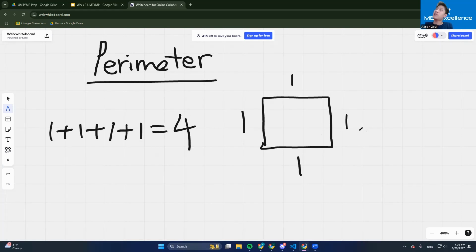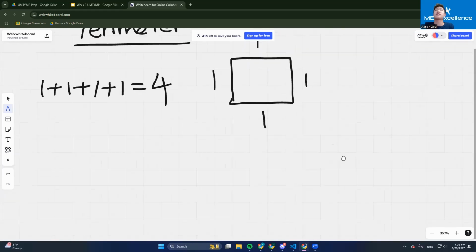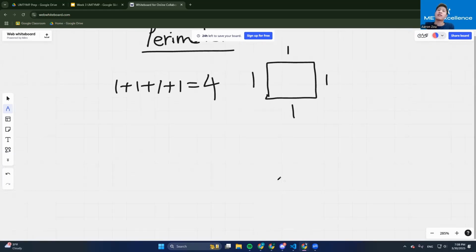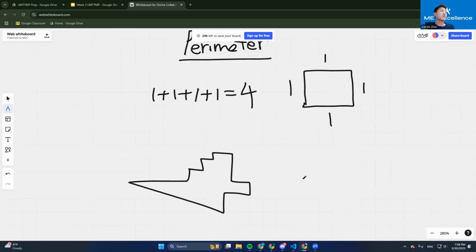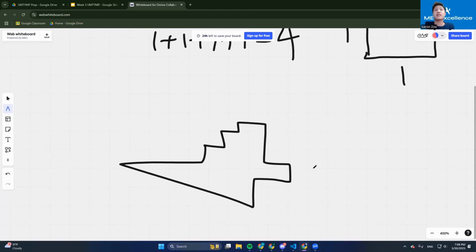So that was a pretty easy example. Now, let's say I have a shape that looks something like this. Finding the perimeter is done the exact same way.